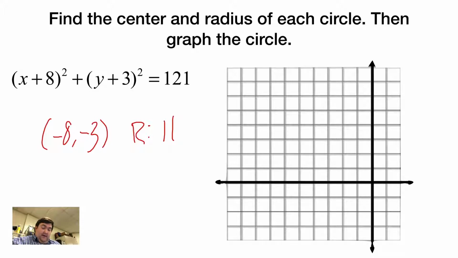So let's see. In this case, I guess each part's going to have to be 4. So I'm going to go negative 4, negative 8, which means this is kind of our center.